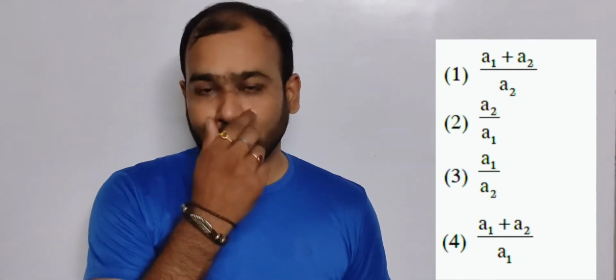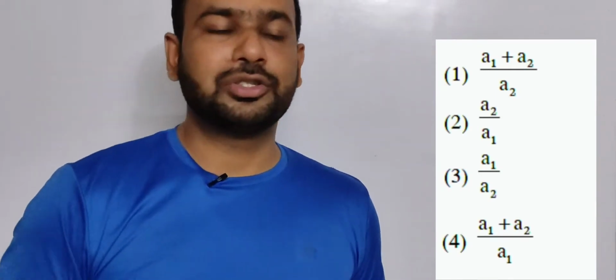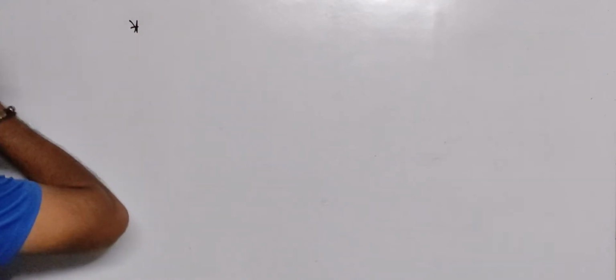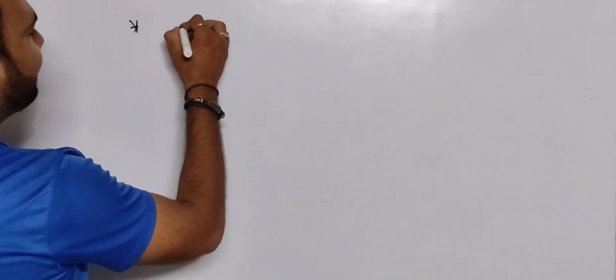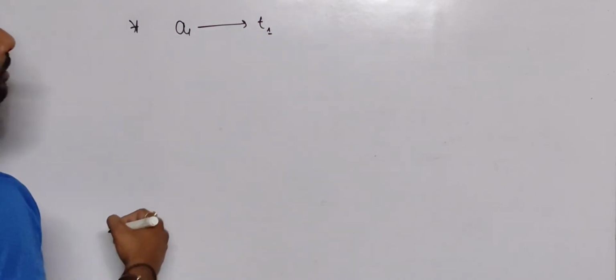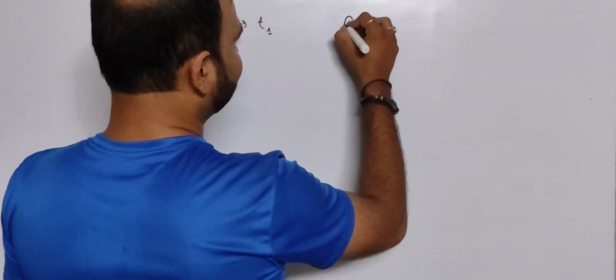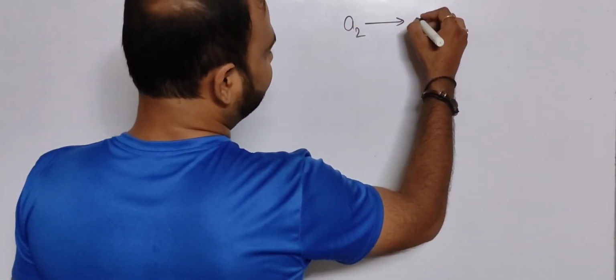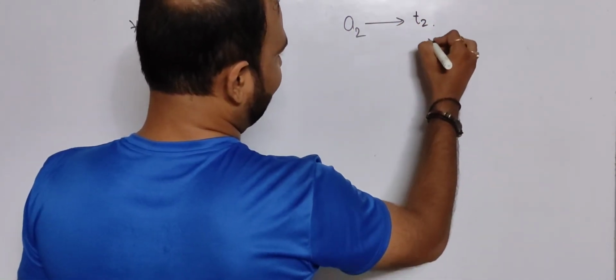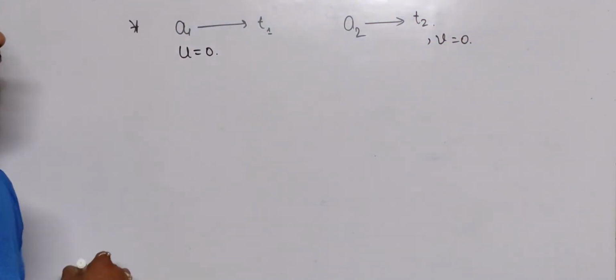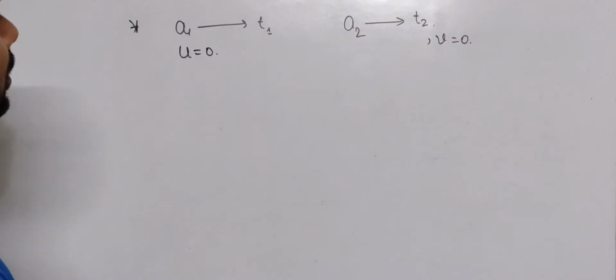In the first information, we come to know that acceleration is a1, and it was done for t1 time, a2 is the retardation, and t2 was the time. Here v equal to 0 and here u equal to 0. We are asked to find the ratio of time.